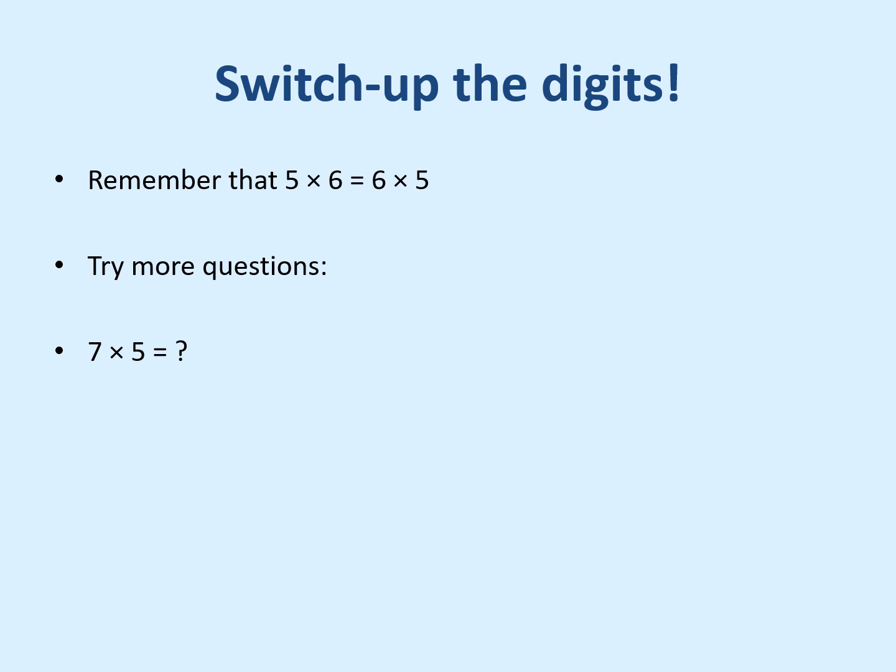Let's try more questions. What's 7 times 5? How about 4 times 0? 9 times 2? 8 times 0? And 5 times 10?